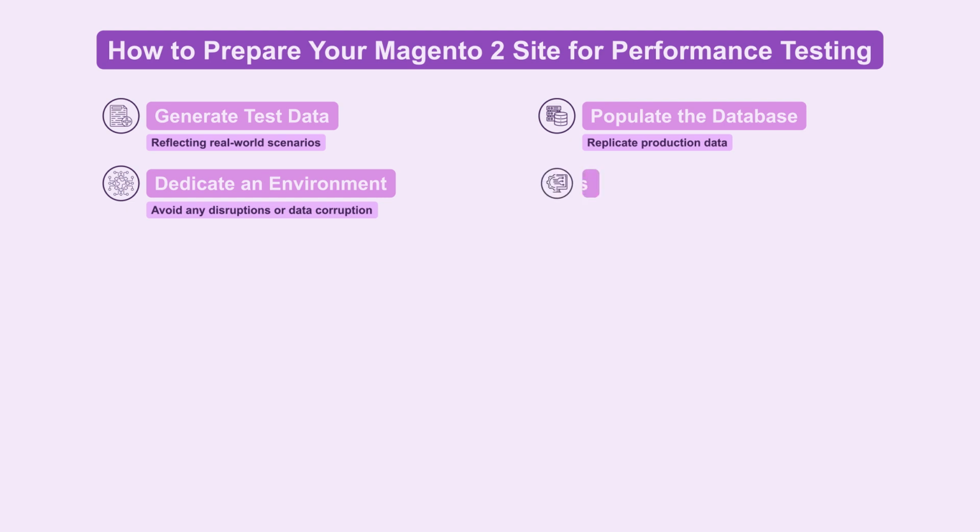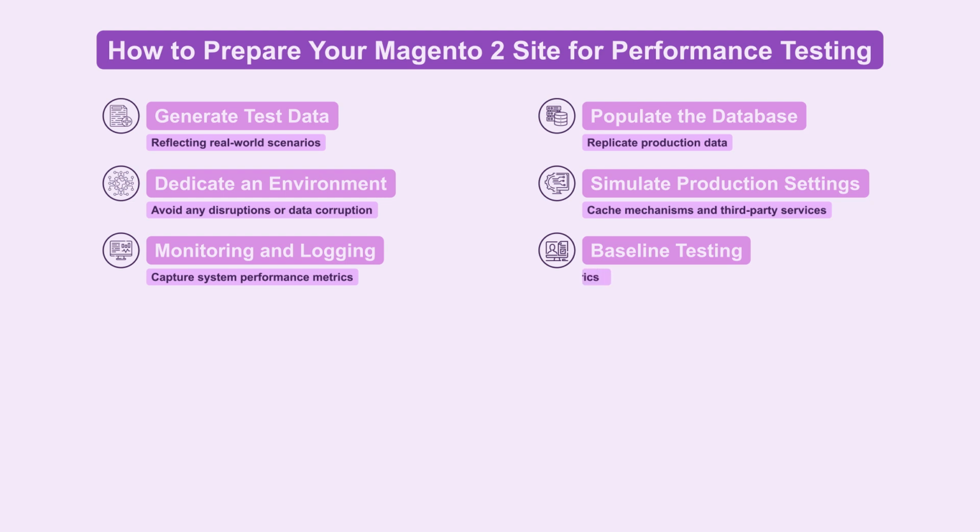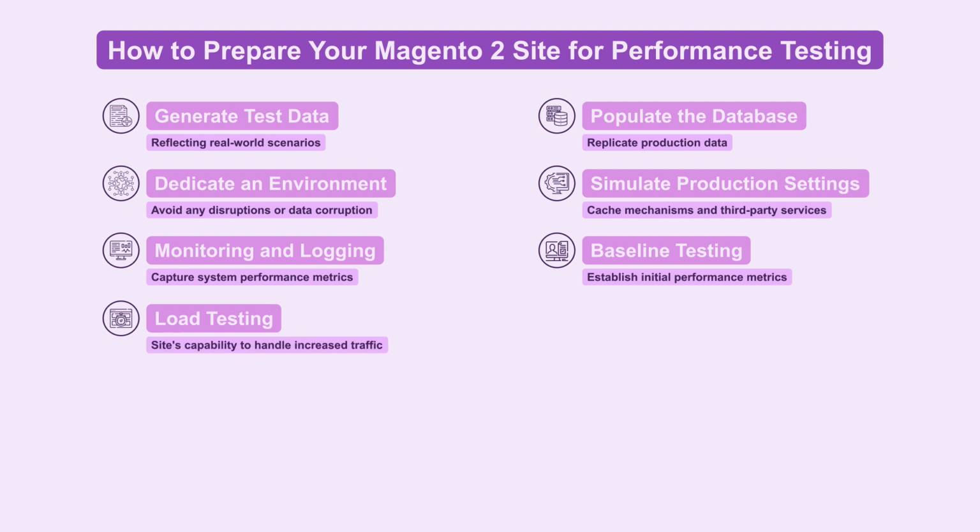Configure the test environment settings to handle caching mechanisms and third-party services. Implement robust logging and monitoring tools to capture system performance metrics during testing. Perform baseline testing to establish initial performance metrics for your Magento 2 site. Gradually increase the load using JMeter to assess the site's capability to handle increased traffic.